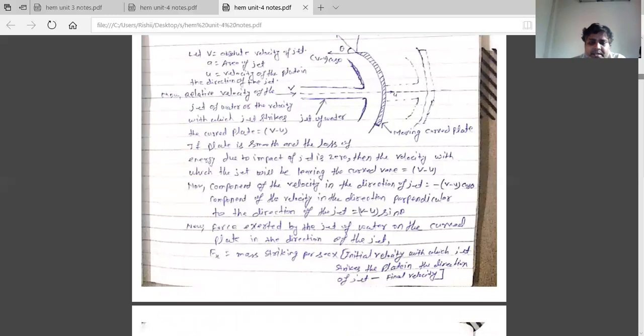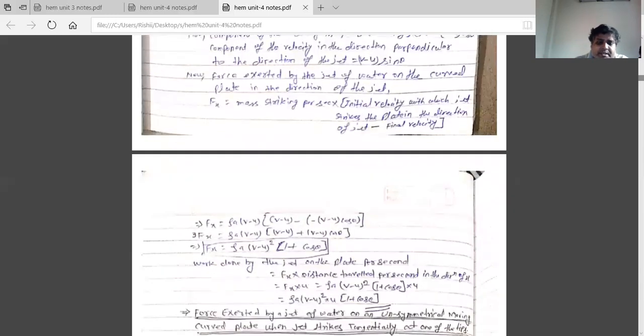The force exerted by the jet of water on the curved plate in the direction of the jet, Fx, is equal to the mass striking per second into the initial velocity with which the jet strikes the plate in the direction of the jet minus the final velocity. That means F is equal to rho a, introducing the relative velocity (v minus u), into the bracket: initial velocity (v minus u) minus final velocity, minus (v minus u) cos theta.